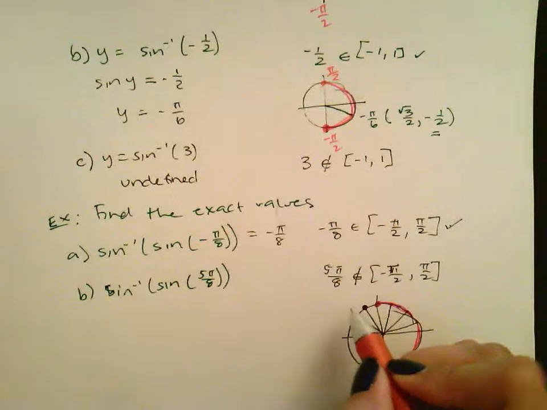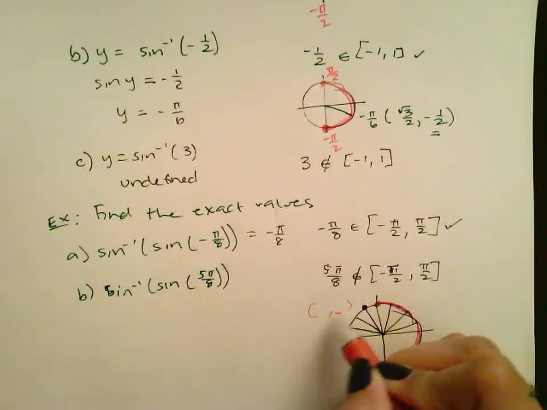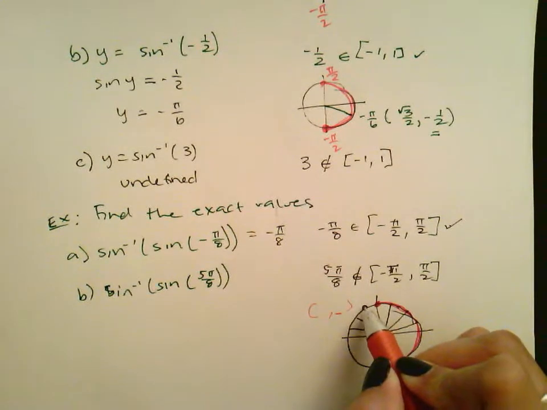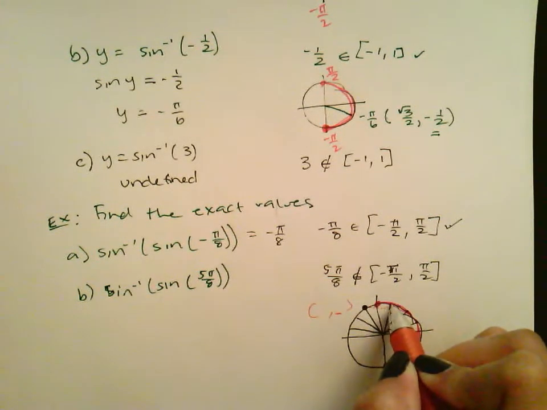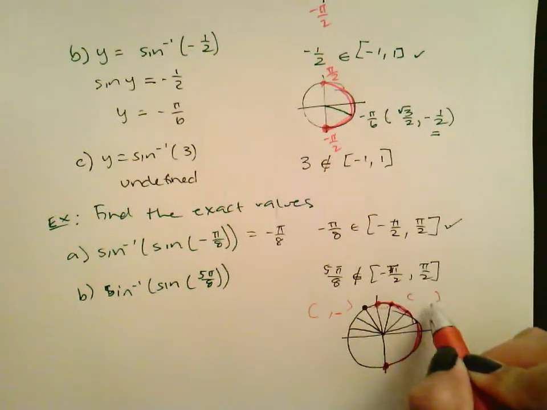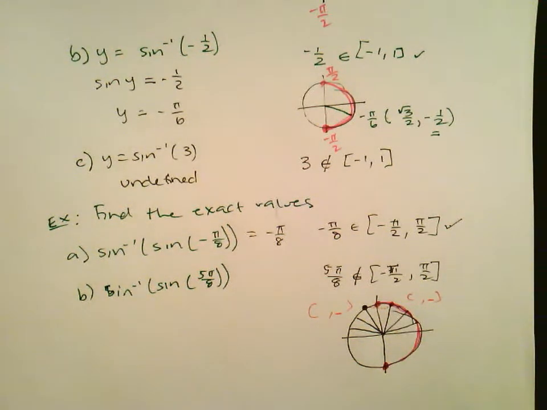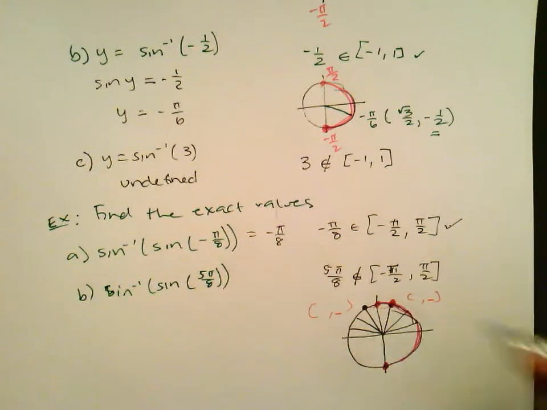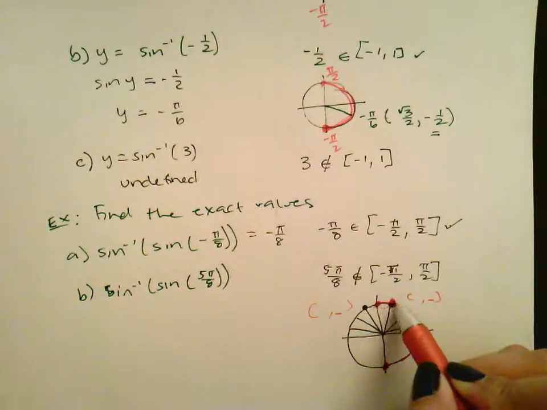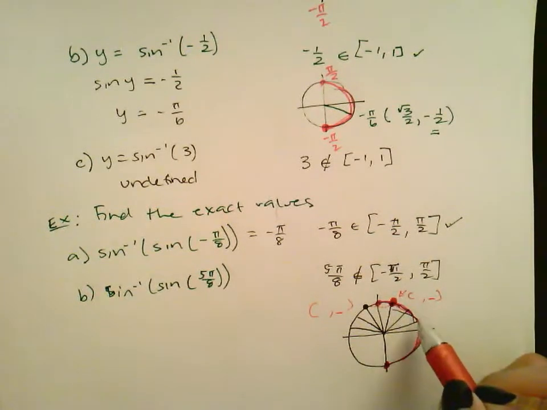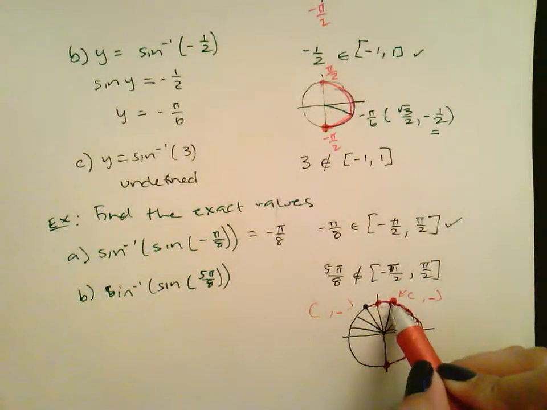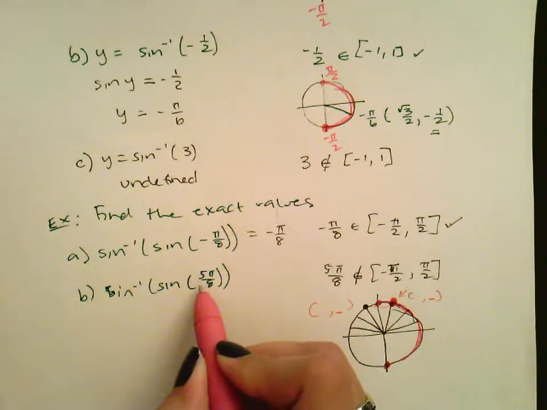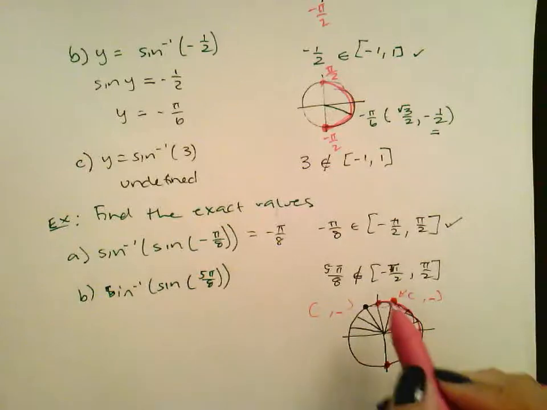Remember, sine is always the y value, whatever that y value is. We don't know what it is because it's not on the unit circle. But if I go directly across, this point right here is also going to give me the same exact y value. So that means that this point is now going to be my reference point. So what is this angle right here? So this is π/8, 2π/8, 3π/8. So that means that sine of 5π/8 is the same thing as sine of 3π/8.